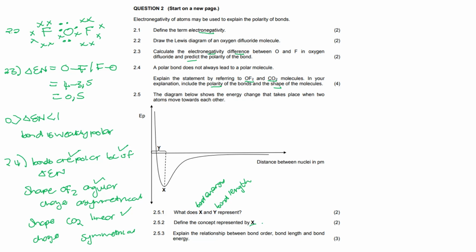2.5.3. Explain the relationship between bond order, bond length, and bond energy. So the higher the bond order, all right, the shorter the bond length. And what happens to the energy? The stronger the bond. So that means the bond energy will increase.